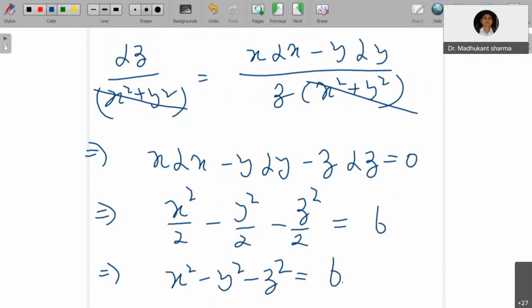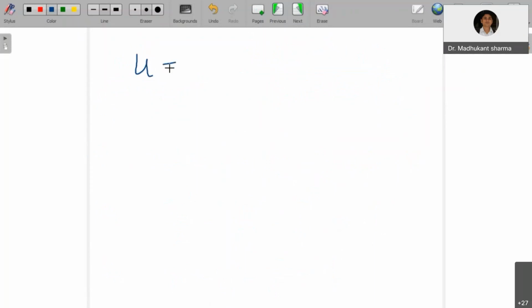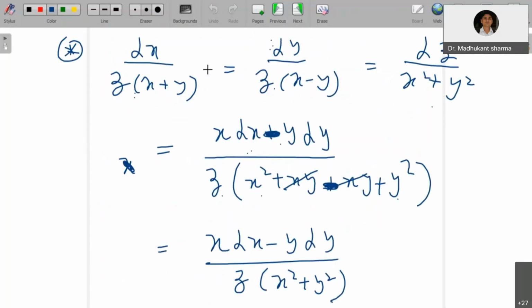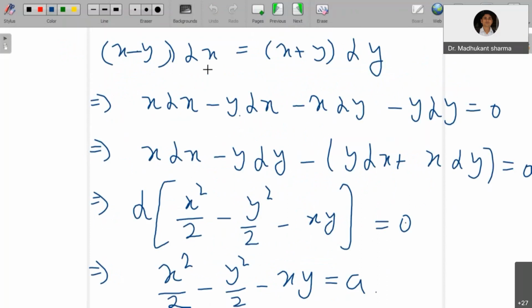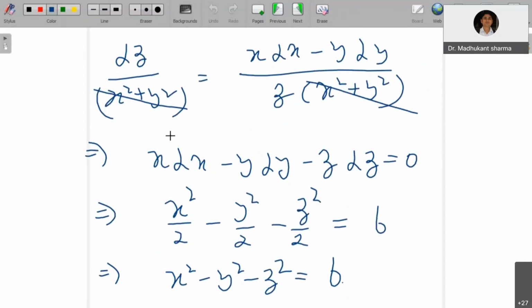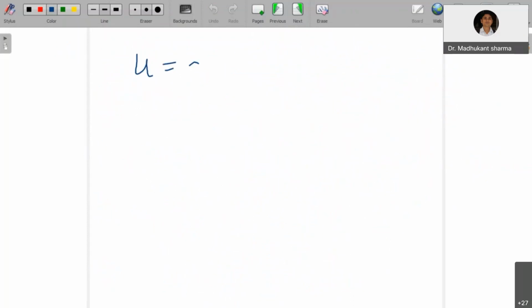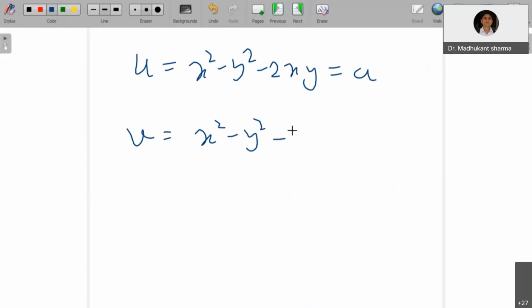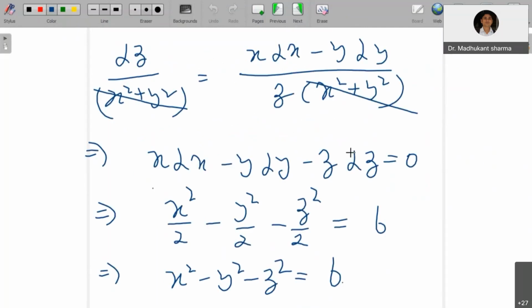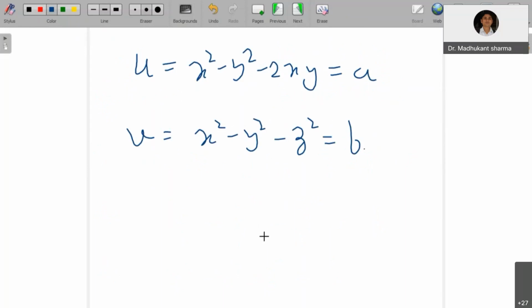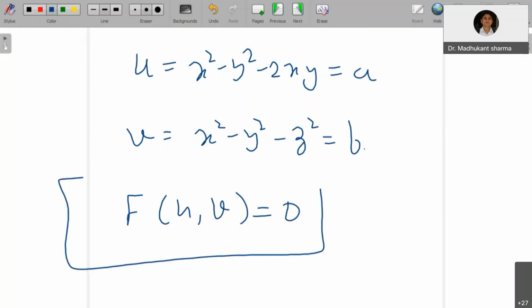So finally, u equals x square minus y square minus 2xy, equals a, and v equals x square minus y square minus z square, equals b. These are the two families. So f of (u, v) equals 0 will be the general solution.